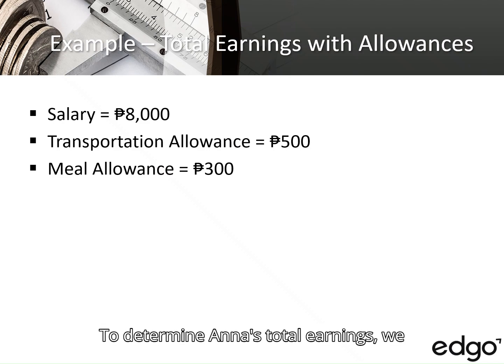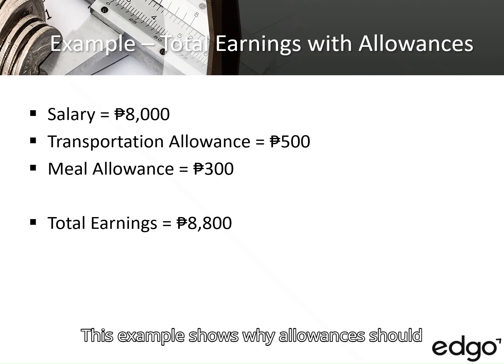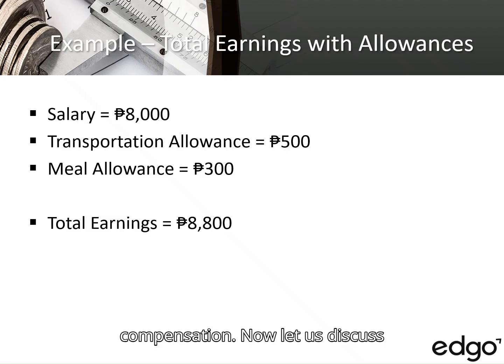To determine Anna's total earnings, we add all the amounts together. 8,000 plus 500 plus 300 equals 8,800 pesos. Therefore, Anna's total earnings amount to 8,800 pesos. Notice that the allowances increased Anna's earnings by 800 pesos. This example shows why allowances should always be included when calculating total compensation.